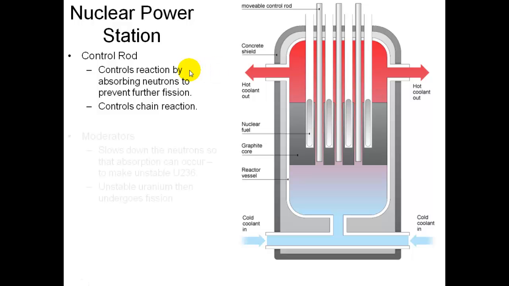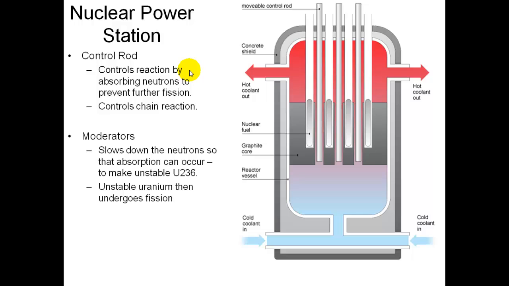Then we have what are called moderators. The moderators slow down the neutrons so that absorption of the uranium-235 can occur. When it absorbs the neutrons, it goes from uranium-235 to uranium-236. If the neutrons are not slowed down, in other words, they keep the high speed, they will not be absorbed by the uranium-235, they will be absorbed by the uranium-238 instead. U-238 does not go to a fissionable isotope, and therefore they cannot take part in the nuclear fission.